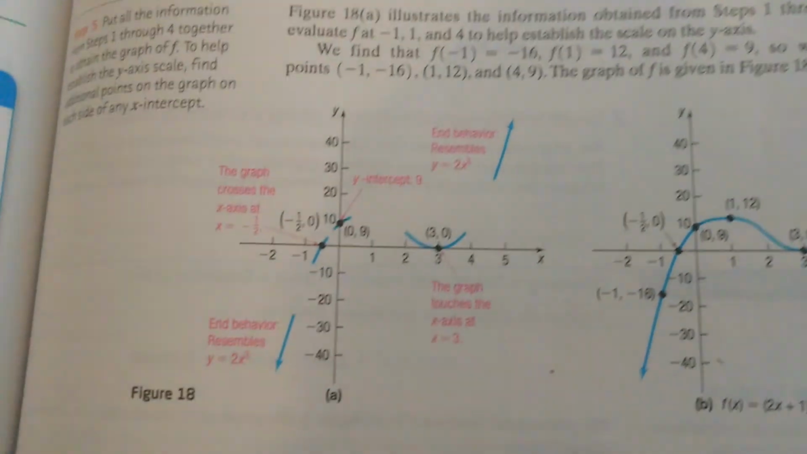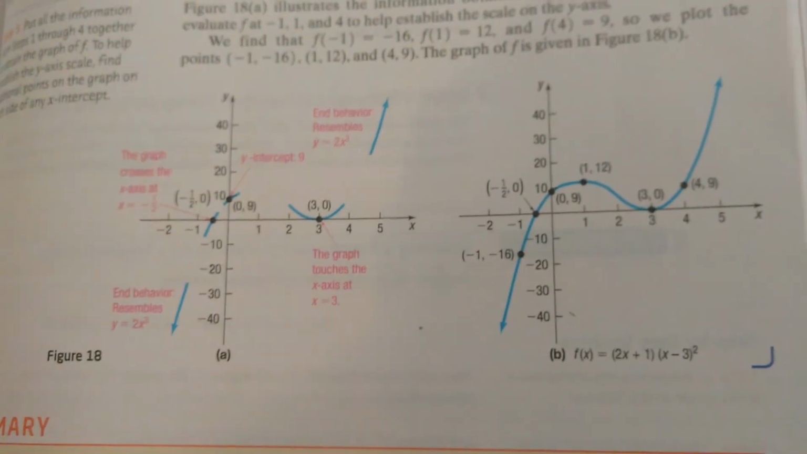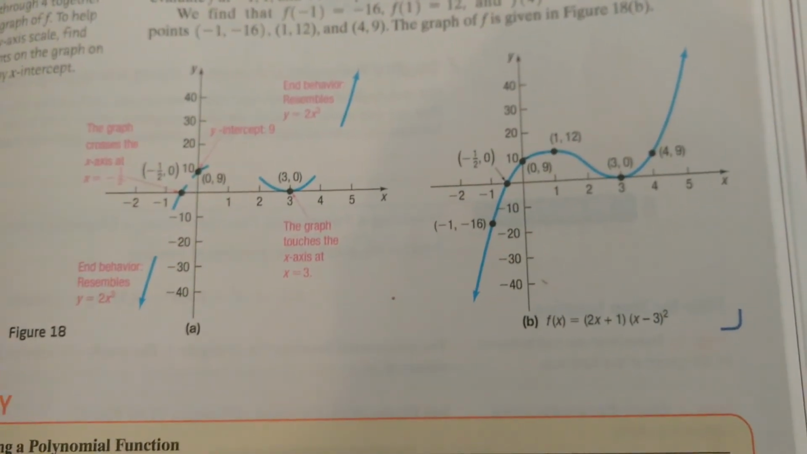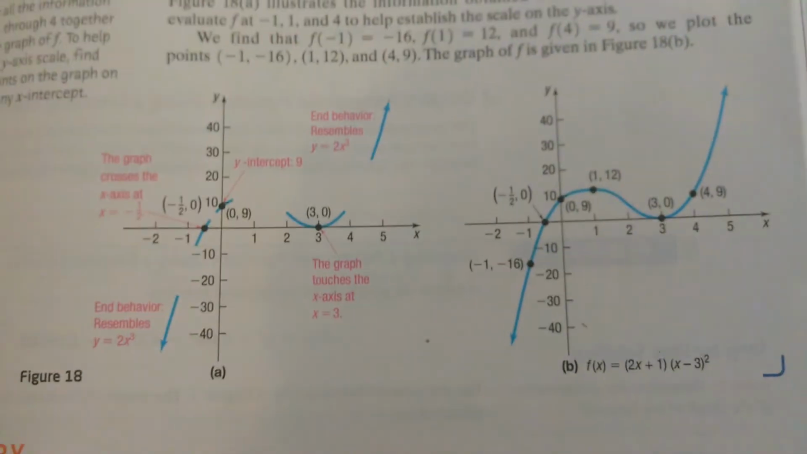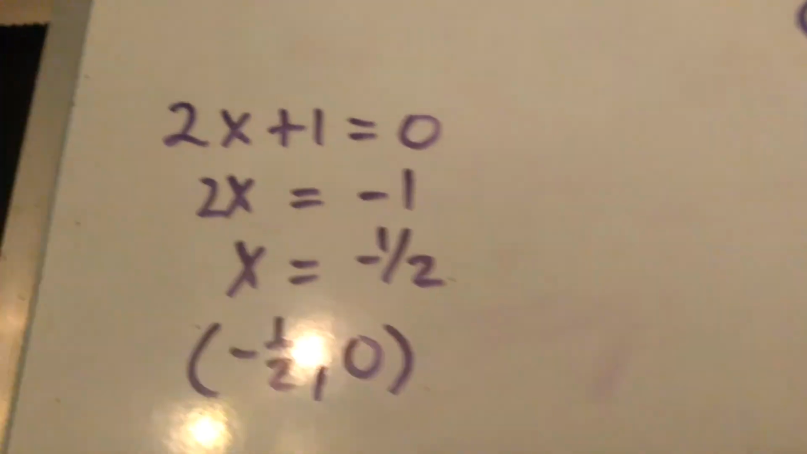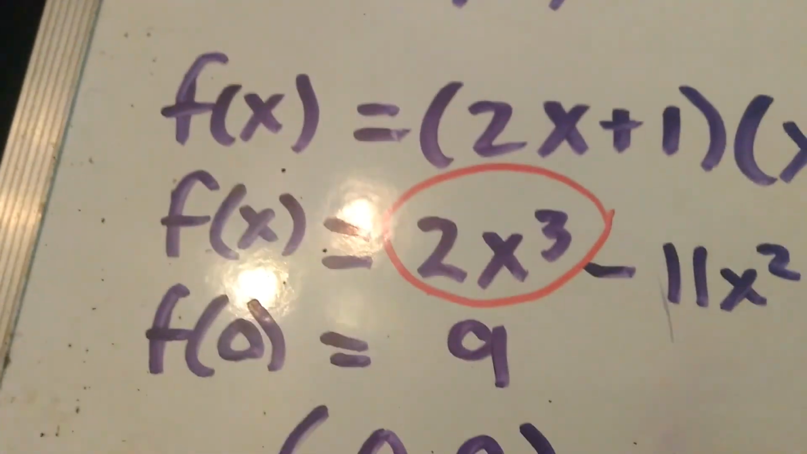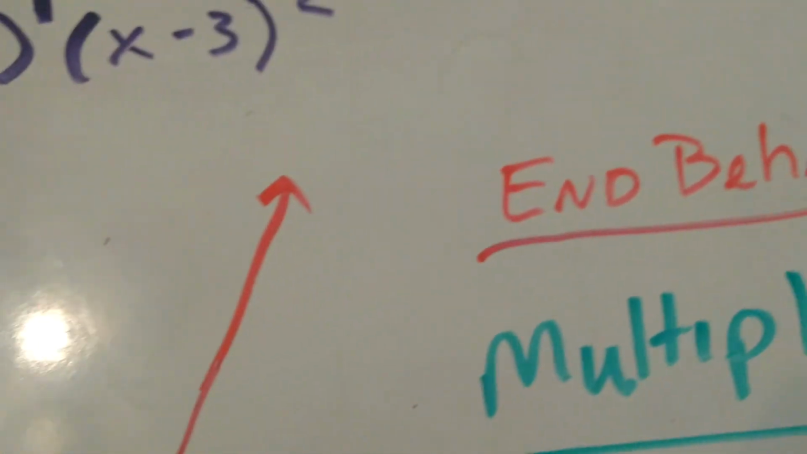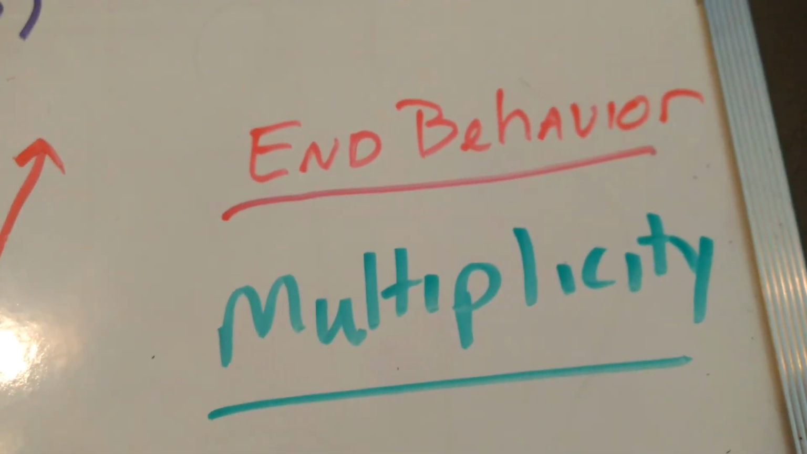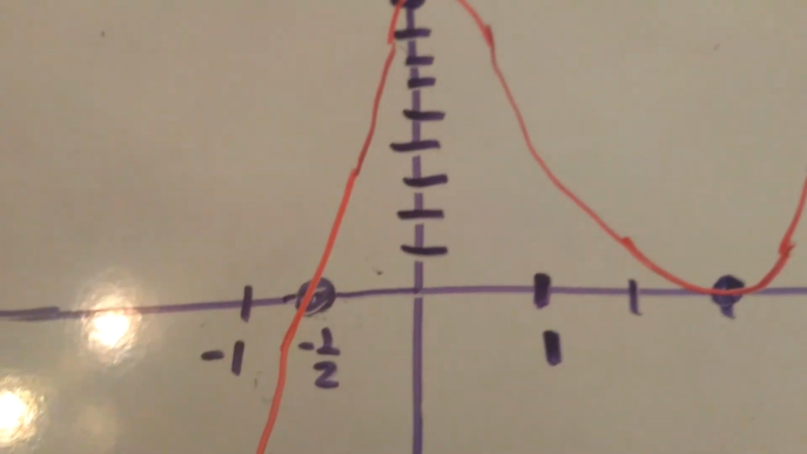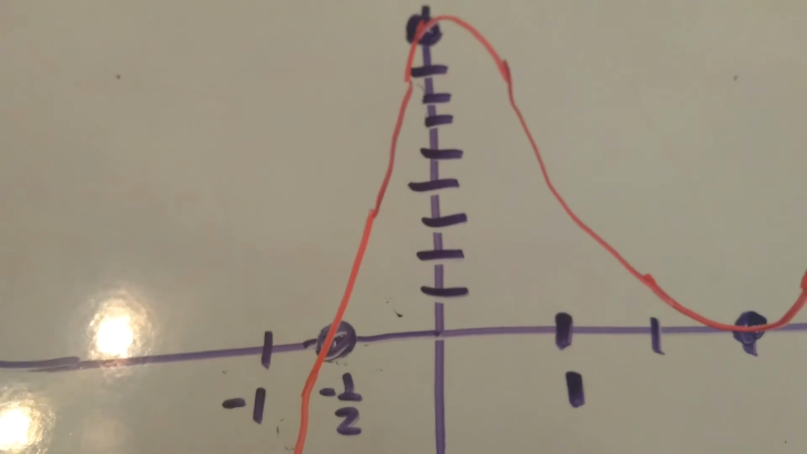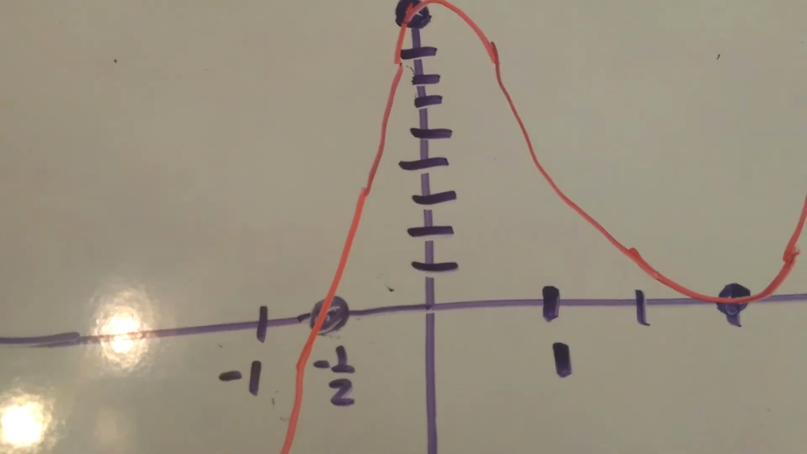If you want to look on page 347, they have graphed it the same way. Much better graphs than mine, but following the same procedure. So whenever you're graphing polynomials, you always want to find your x-intercepts and your y-intercept. You want to plot those points. And then you want to find your end behavior and your multiplicity. From that, you may have to plug in points in between to find out what the graph's doing, but a lot of times you can just draw a general sketch of the graph.